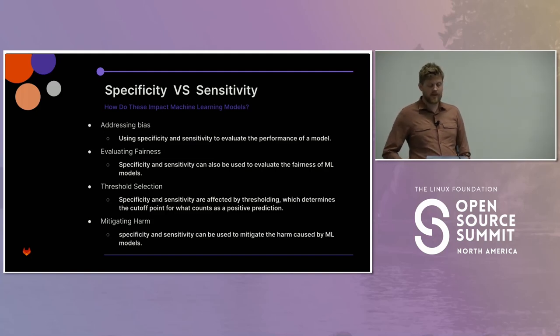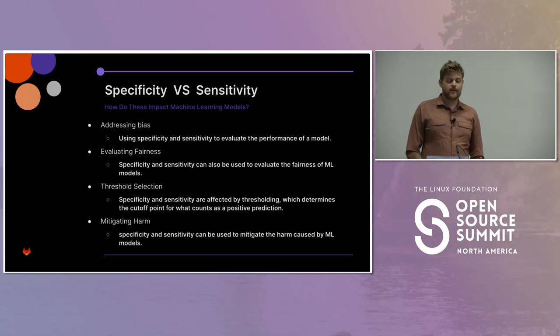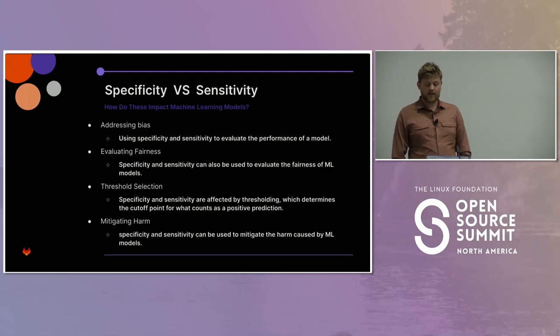So, threshold selection. Specificity and sensitivity are affected by thresholding, which determines the cutoff point for what counts as a positive prediction. In many cases, the choice of threshold can have a significant implication on the fairness of that model. For example, if a credit scoring model has a high threshold for what counts as a positive prediction, it could lead to disparities in lending to certain groups of people. By using sensitivity and specificity to evaluate the model's performance at different threshold levels, we can choose a threshold that balances fairness and accuracy.